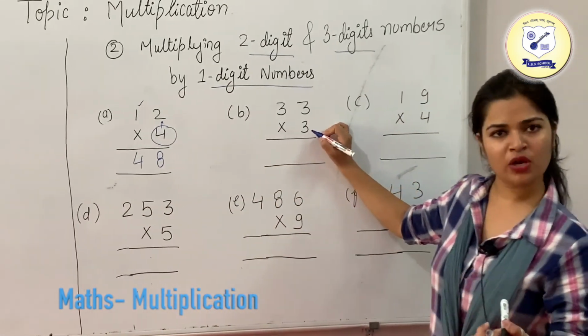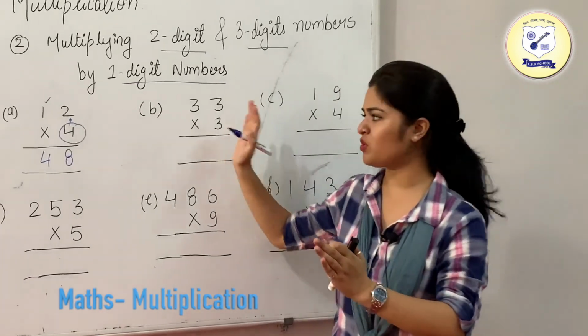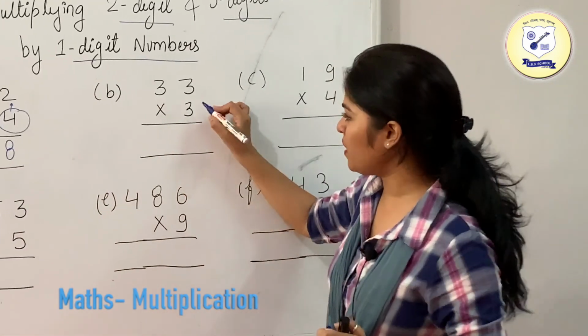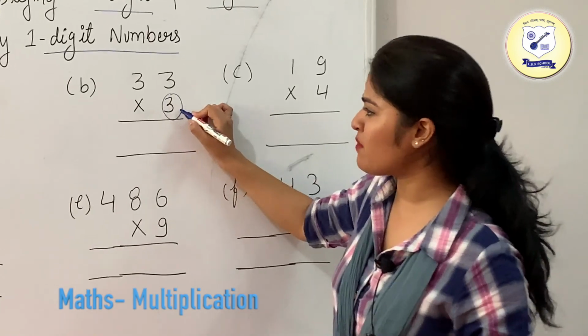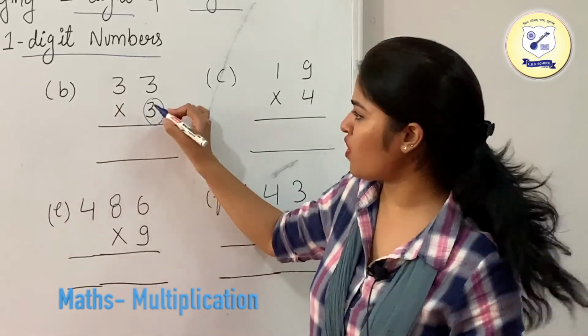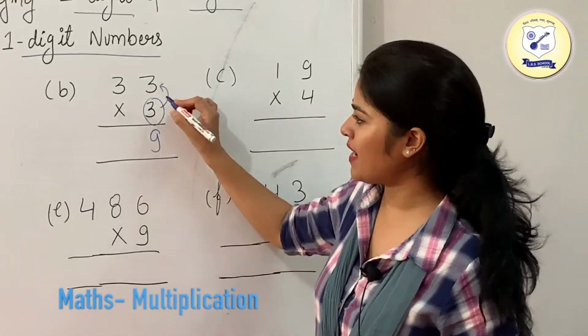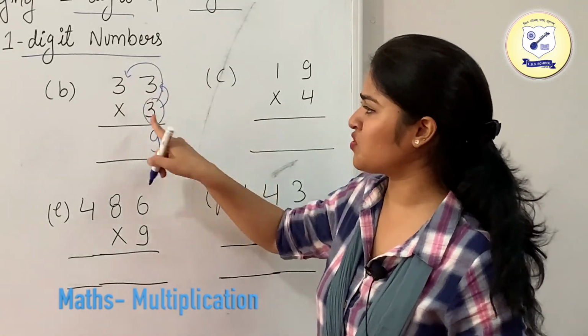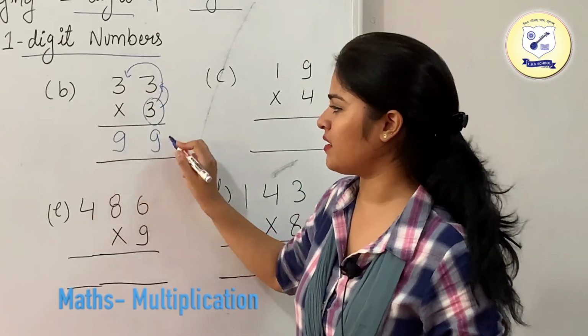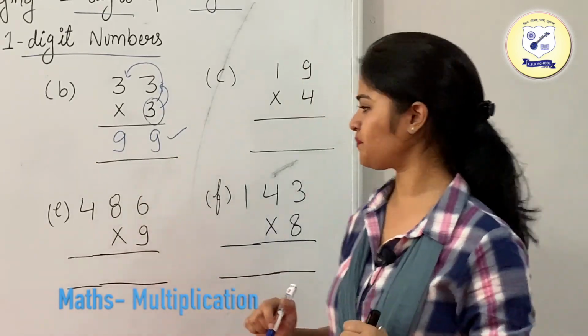So now we are going to do the same thing which we have done here. We need to multiply this number with the above two numbers. First of all, we will multiply this by 3. So 3 3s are 9, and now we'll multiply this by this number. So 3 3s are again 9. So this is your answer.